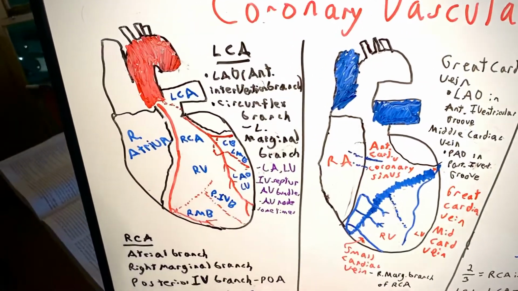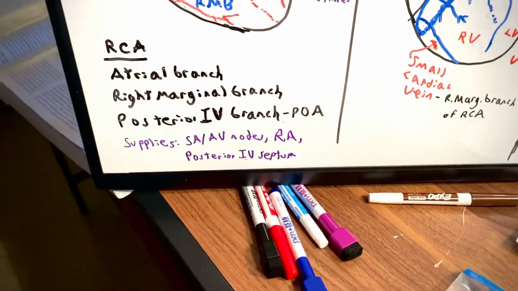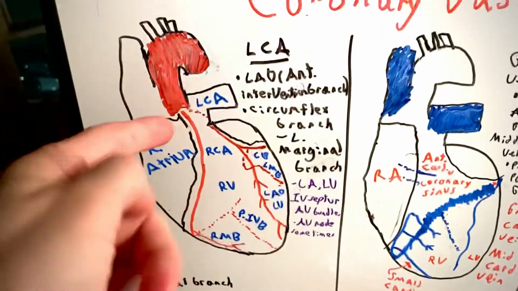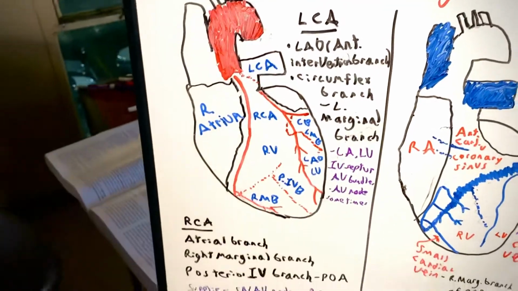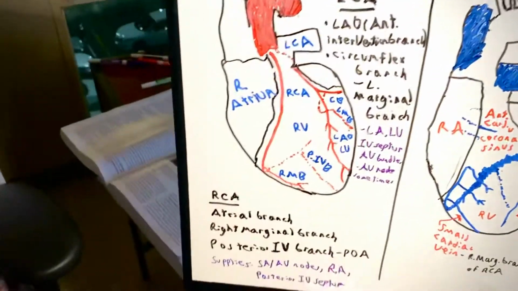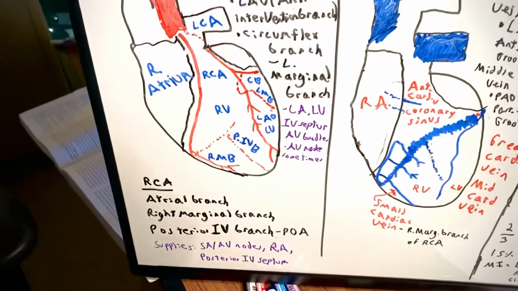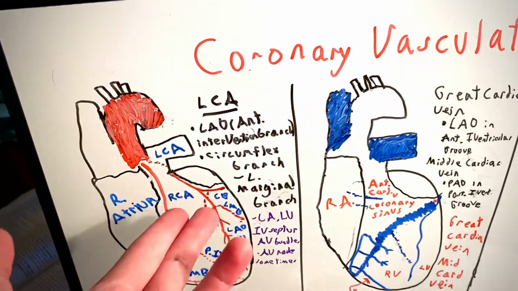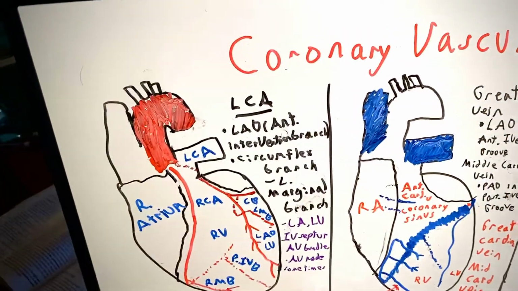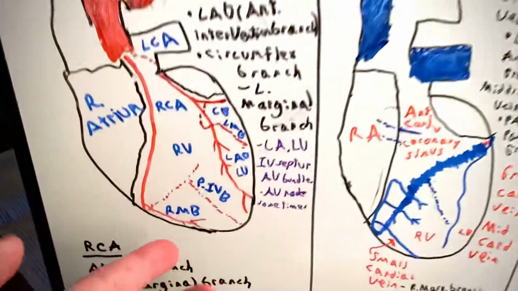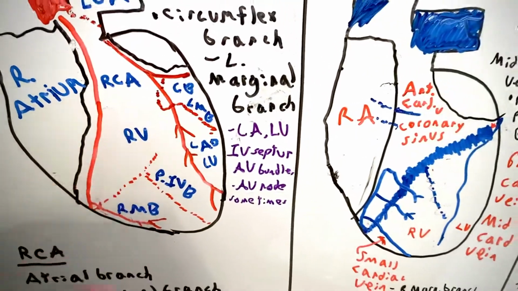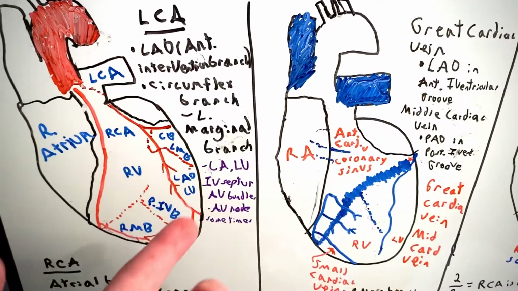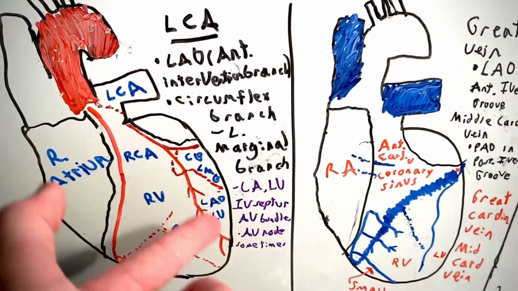Now, what do these supply? So the RCA is going to supply our SA node, sinoatrial node, and atrioventricular node. That makes sense. I mean, they're in this region. The right atrium, which makes sense, and the posterior interventricular septum. The LCA is going to supply our left atrium. Makes sense. Our left ventricle. Again, I have left ventricle here, right ventricle here. Our AV bundle and AV node sometimes, and the anterior interventricular septum.